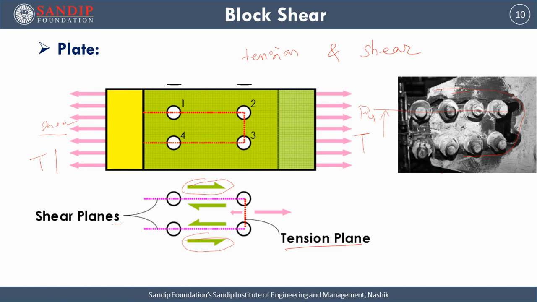Now in this case, due to the combined action of shear and tension, such type of failure is taking place. The entire block gets removed, and when the entire block is getting removed, that type of failure is termed as block shear. Block shear failure is predominantly because of the combined action of tension and shear. Shear is taking place along the bolt line in the direction of force or tensile load, whereas the tension plane exists perpendicular to the load direction.